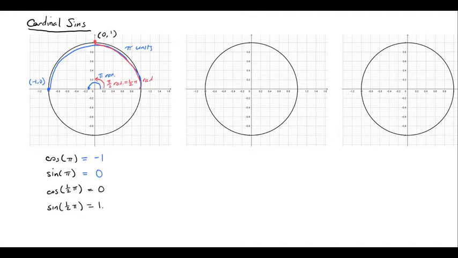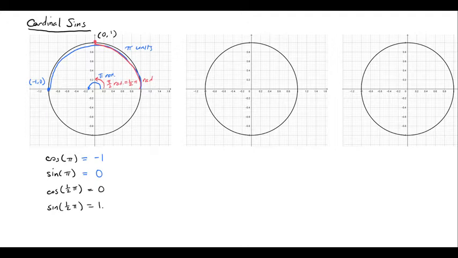Okay, and we can use the same idea to figure out sines and cosines of other angles. Like, for example, suppose we travel around the circle 3/2 pi units. So 3/2 pi is going to be pi plus another 1/2 of pi. That's going to put us right here at 0, -1. So we can use that to figure out the cosine and sine of 3/2 pi.